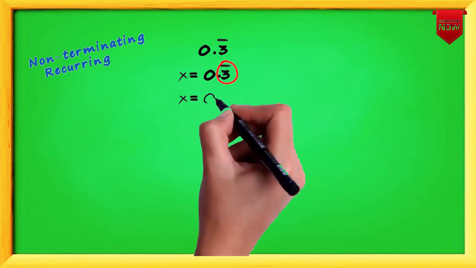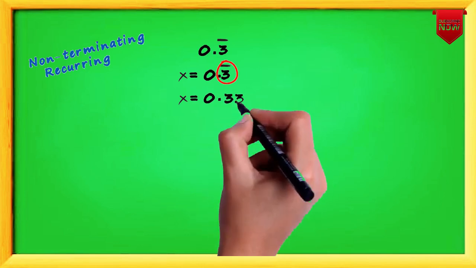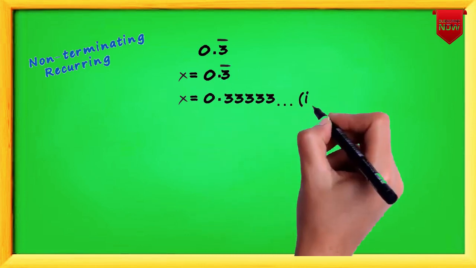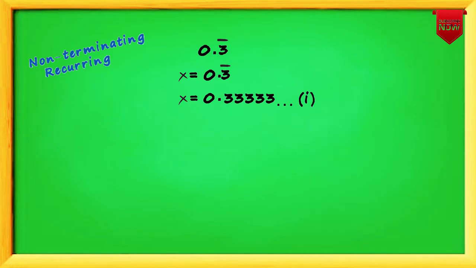A bar over 3 means x equals 0.3333 and so on. Let this be our first equation. There is only one way in which we can convert this into a fraction. It's by eliminating the recurring decimal, eliminating this 3333 and so on. How do we eliminate it? Here's the most important step.